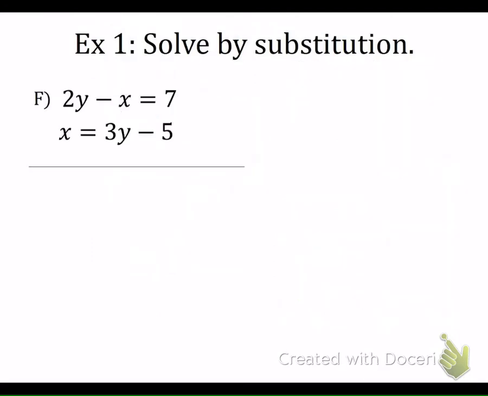I didn't see the... yeah, this one's already isolated. All the other ones we did the first equation, but this one's good to go. So I am going to plug 3y minus 5 in right here. Even though this x doesn't have a coefficient in the front, remember there's a -1 we're going to have to distribute. So make sure to keep it in parentheses when you write it.